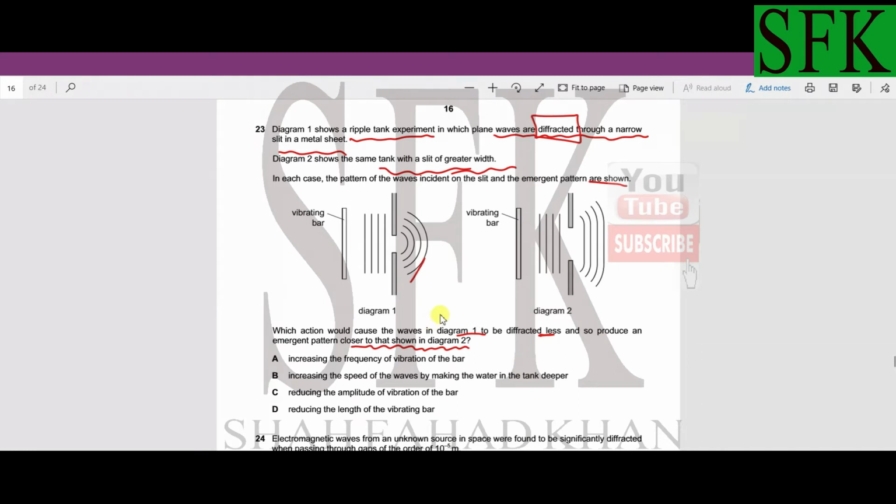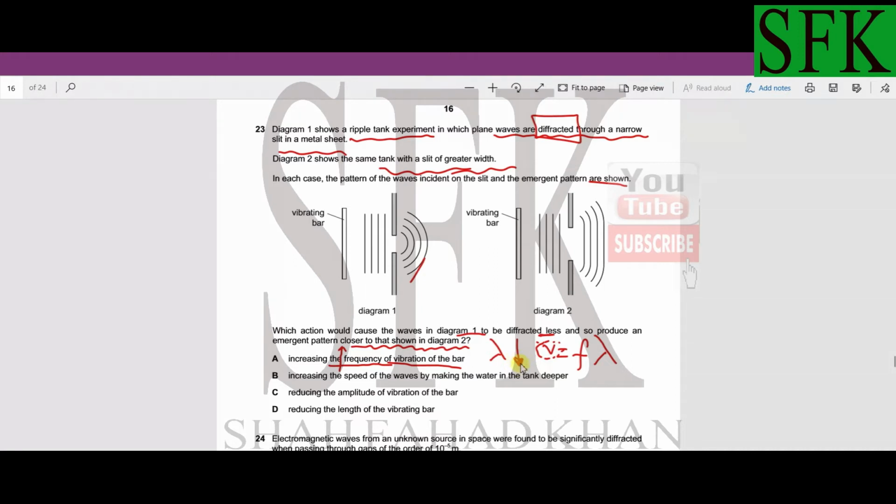Okay, now let's look at the options one by one. Let's look at the first option, increasing the frequency of the vibration of the bar. The examiner is indirectly telling us that we know the formula v = fλ. The frequency and wavelength are inversely related from this formula, so long as the speed of the wave is constant. So if they are increasing the frequency, this means that the wavelength is actually decreasing.